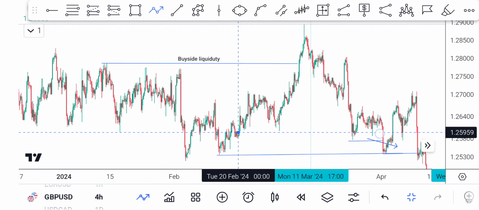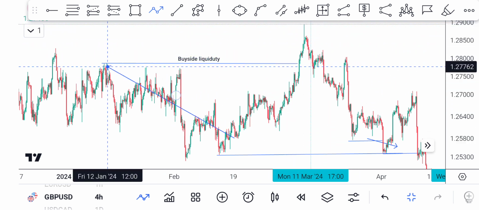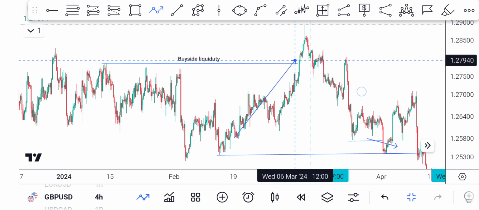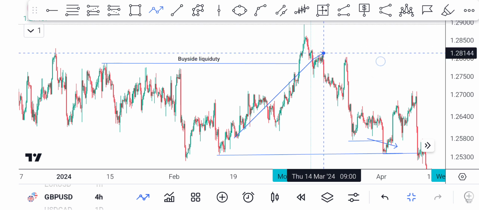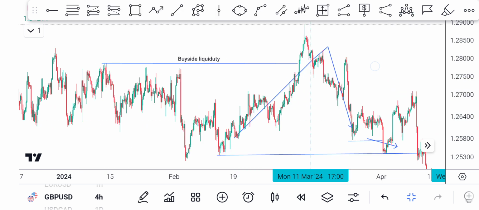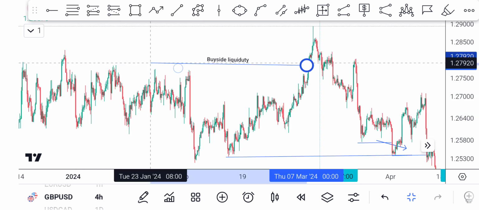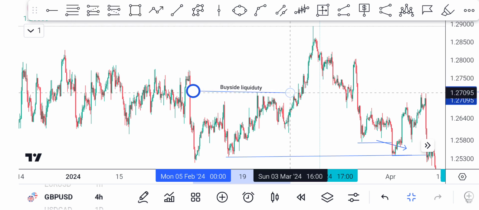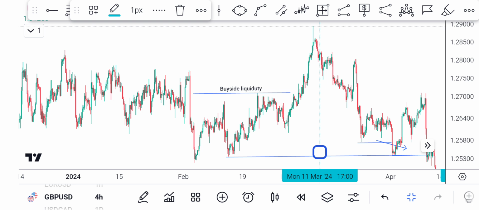Look at how IPTA took price up, cleaned all of these highs. Okay, all those who sold over here, all those who sold and their stop losses was above here, IPTA cleans all of those stop losses and does what? And takes the market into the opposite direction. So IPTA does not like clean highs and IPTA does not like clean lows. And always know that above old highs we have buy side liquidity, and below old lows we have sell side liquidity.